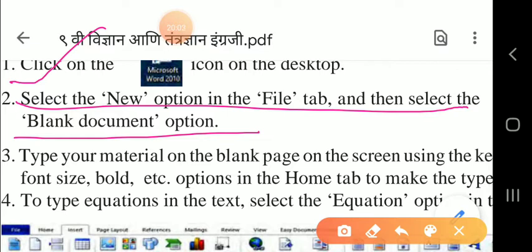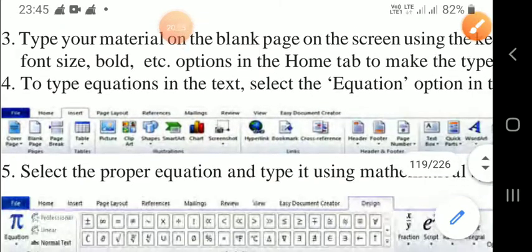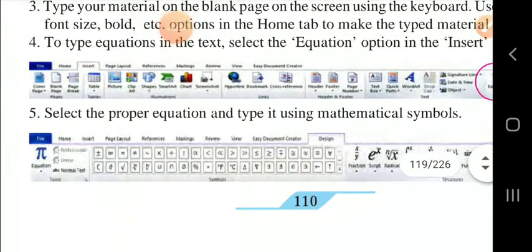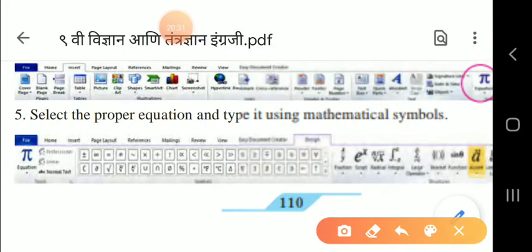Now the fourth step is to type the equation in the text. Select the Equation option in the Insert tab and then you can write the equation. Fifth, select the proper equation and type it using the mathematical symbols. So this is all about this tab. I'll show you this tab here, children, so that you can see it.